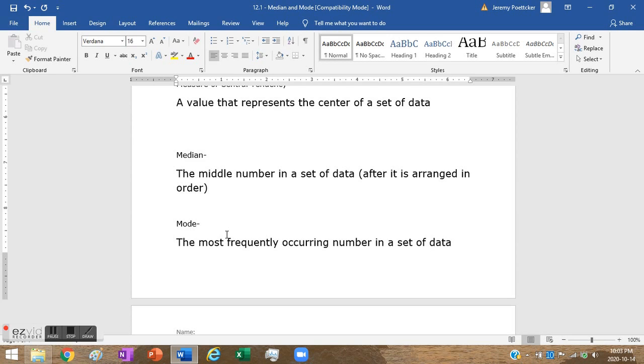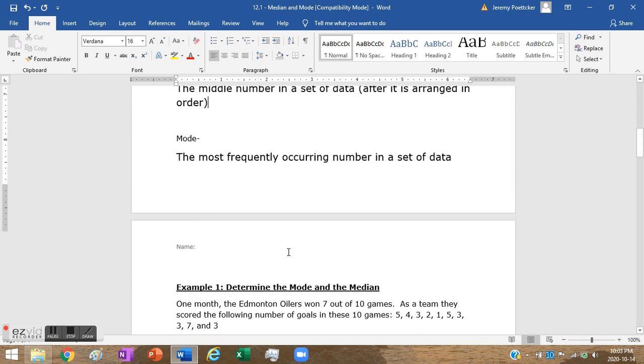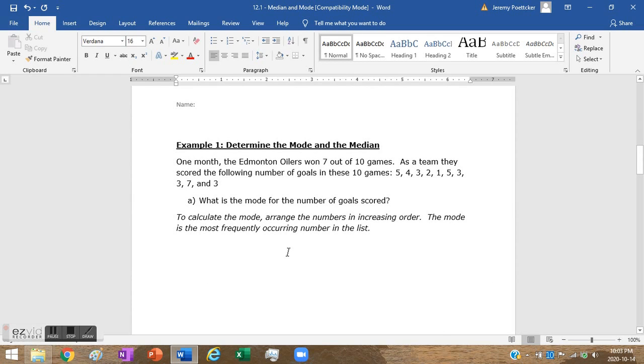Obviously, you cannot take the mode of a data set that has no repeated numbers, right? So if I give you a data set of 1, 2, and 3, well, the middle number, the median, would be 2. It has no mode because none of the numbers are repeated. Right? So let's take a look at how we would do this. How are we going to determine the mode and the median?